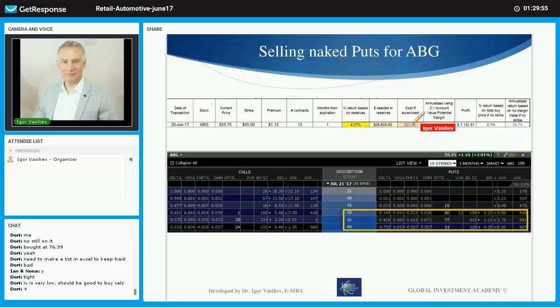Now with commission, it's probably $53.98. That's what you can expect in that particular case, and it will give you about 2.1% profit on the trade if the share price is above $55, which is quite possible. If it's below, your average buying price is in the range of $54.